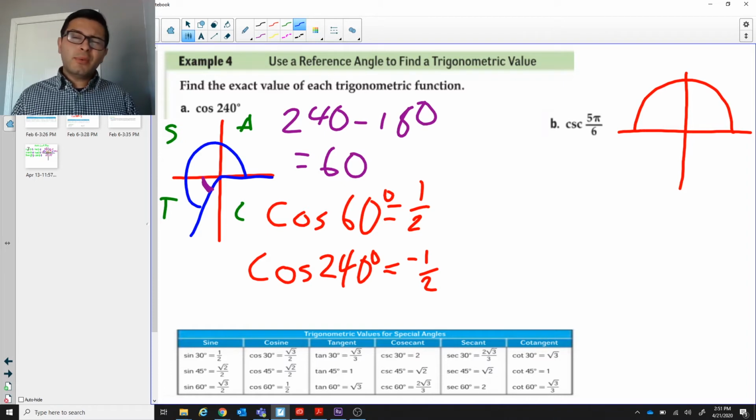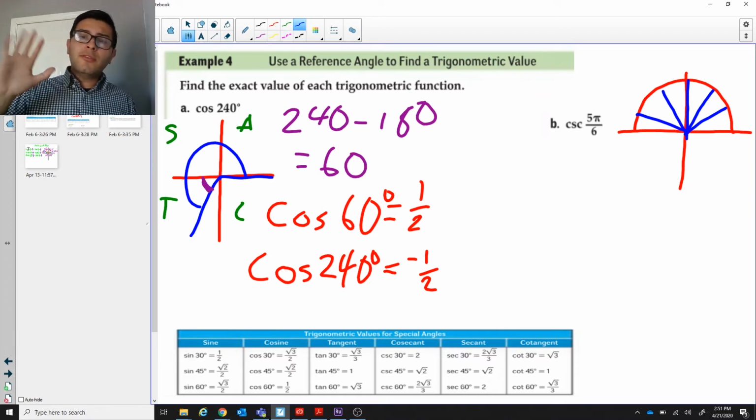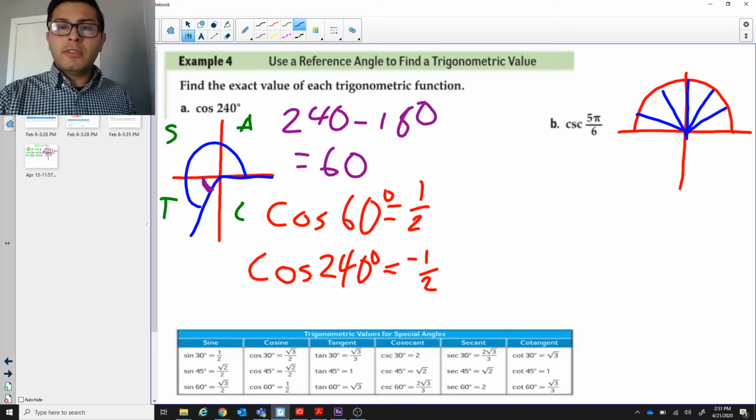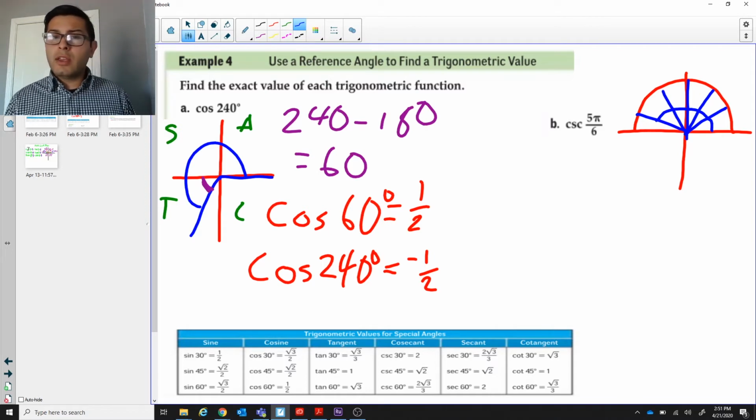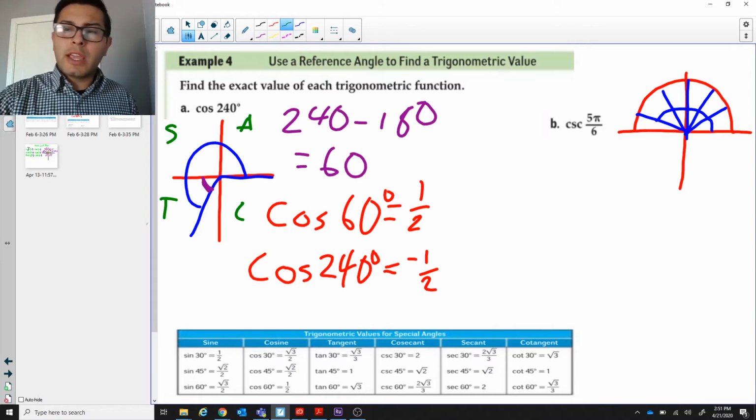How are we going to do that? Well, we have two sides to this, so we'll divide the right side into 3 and the left side into 3. Just like that, we got 3 pieces on the right side, we got 3 pieces on the left side. We have 6 equal parts. How many of those are we using? Well, we're using 5 of them because that's going to be 5 pi over 6. So we're going to use 1, 2, 3, 4, and 5. That is our angle. So what is our reference angle going to be? This is going to be our reference angle right over there.